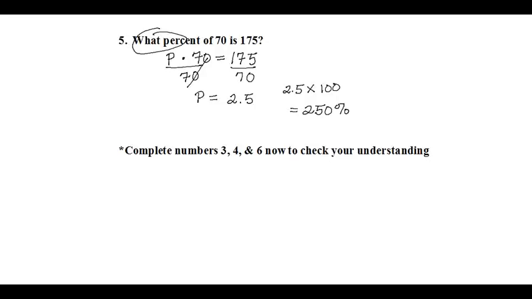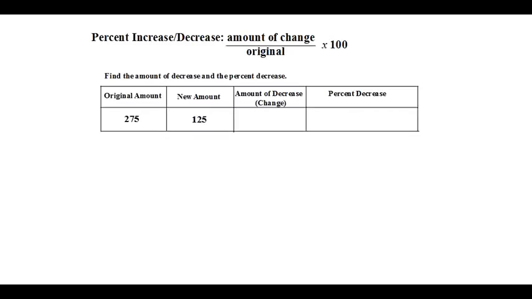We're going to move on to some application problems. Okay, the first one is we're going to be looking at percent increase and decrease, and the equation for that is that we're looking at the amount of change divided by the original and then multiplied by 100, right, because we're getting a percent. Okay, so the first one is find the amount of decrease and the percent decrease.